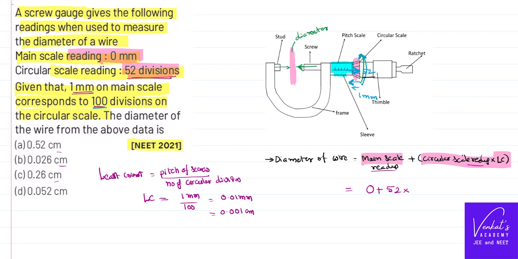As all options are in centimeters, I shall take the least count value in centimeters and multiply here. That is 0.001 centimeter. So the value of that will be automatically, the first part is 0.052 centimeters. So the answer for the problem is the first option itself.